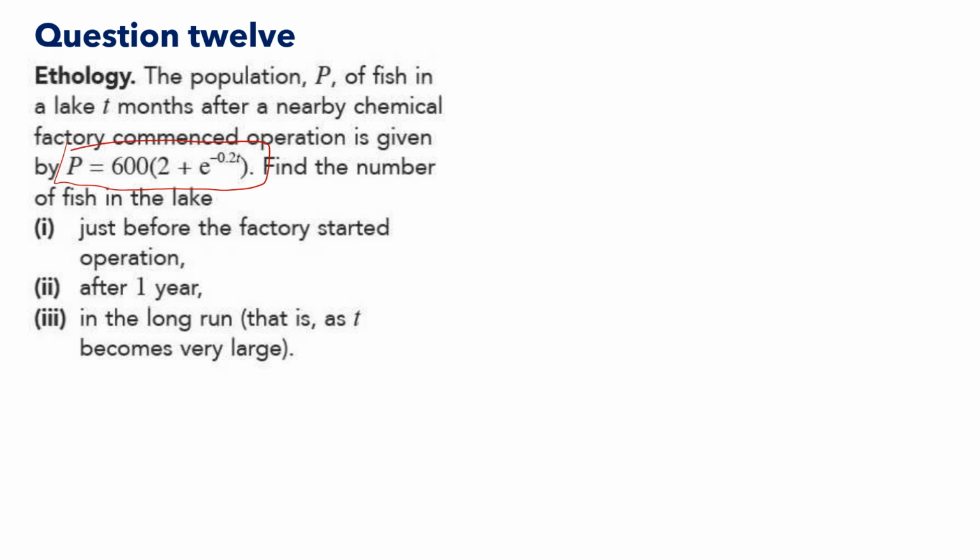So find the number of fish in the lake just before the factory started operation, near a chemical factory. So you want to see the effects, the bad effects, I suppose. It's not going to be good effects. The chemical things that the factory manufactured and produced are going to affect our fish populations.